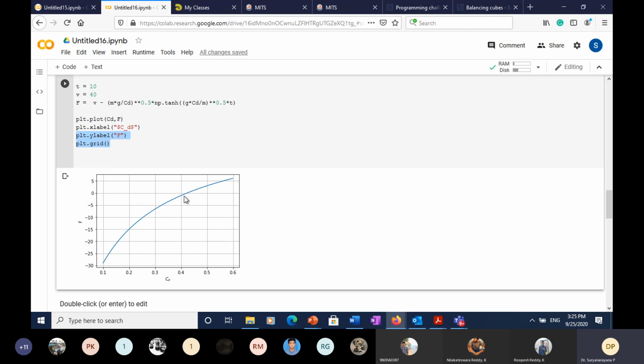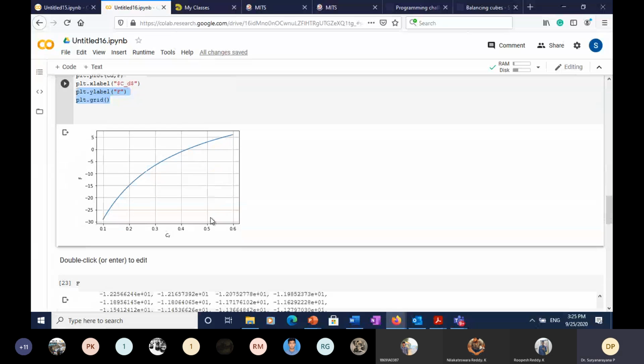Now you can see that here is the root. That's where it becomes 0. So this is an approximate method. These things you can try.